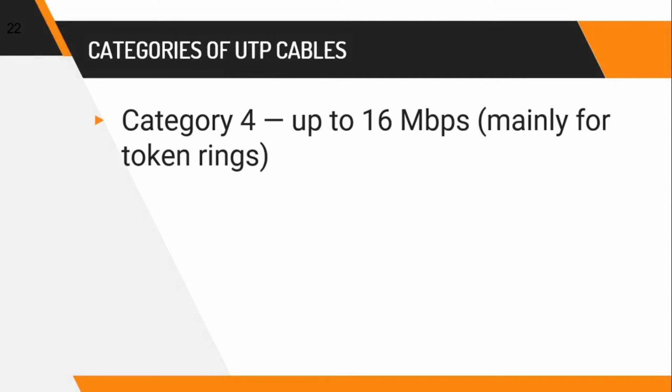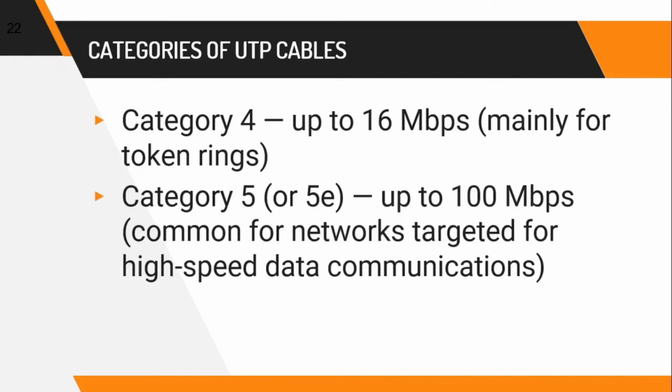Category 4, up to 16 Mbps, and it is mainly for token rings. It is used in token ring networks with a data rate of 20 Mbps. Category 5, or we also have the Category 5E, and it is up to 100 Mbps, common for networks targeted for high-speed data communications. It is a UTP used in LAN with a speed of 100 Mbps.